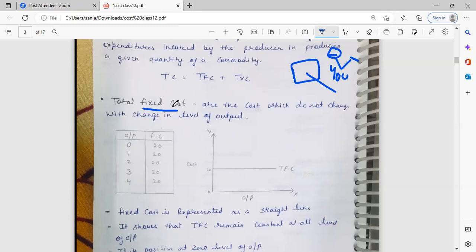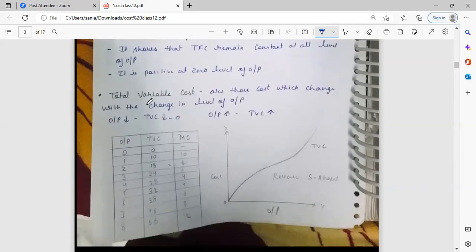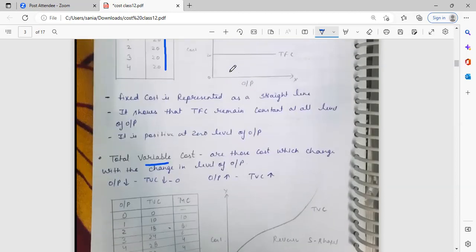This is fixed because no matter whether you are living there or not, at zero you are not living, you have to pay. Whether 1 person is living, 2, 3, or 4, whoever is living, you have to pay 20, 20, 20, 20, which is basically fixed. But coming to variable cost, it changes accordingly. For example, if one person is using one fan, you have to pay 10 rupees. If 2 persons are using two different fans, then you have to pay 18 rupees. If 3, 24. This keeps on changing, variable according to the output, according to the number of people living in a house. Clear? Yes, ma'am.